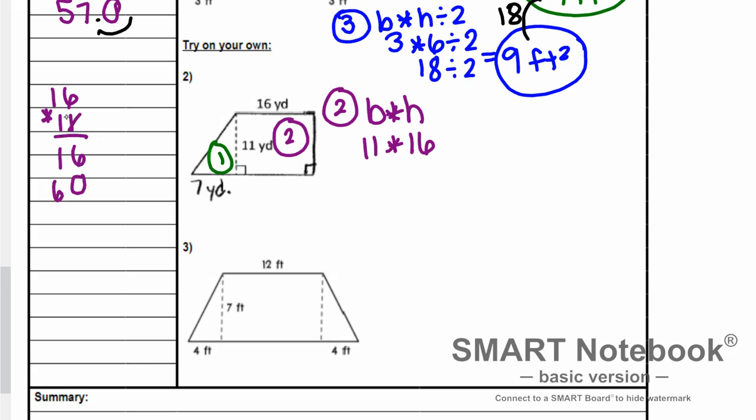1 times 6 is 6. 1 times 1 is 1. Add those up. 6 plus 0 is 6. 6 plus 1 is 7. 1 plus nothing is 1. So it would be 176 yards squared.